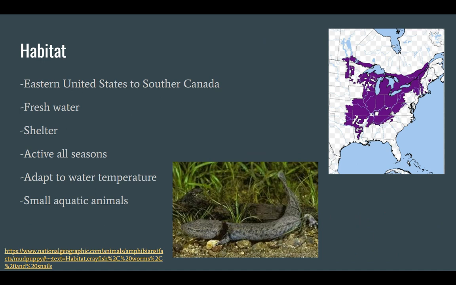Okay, so they primarily live from the eastern United States to southern Canada. They live in fresh water, such as lakes, rivers, bays, streams, and canals. They need to have good shelter in their habitat, such as rocks, logs, or weeds to hide in during the day. They are cold-blooded, meaning that they adapt their body temperature to the temperature of the water around them. And then they eat small aquatic animals that they can catch, such as fish and crayfish.